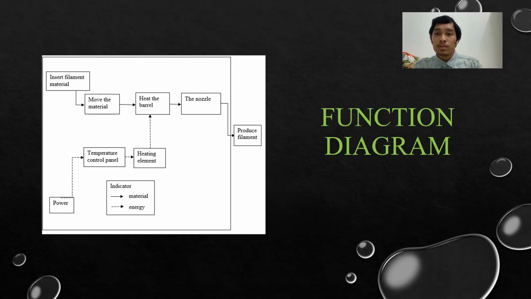Today I will present the function diagram for this project. Basically this project functions very simply: we insert the raw material into the hopper and it will be moved using the moving mechanism that we have chosen before.